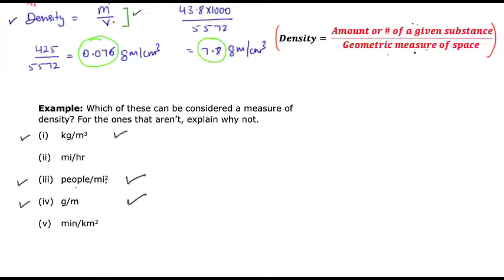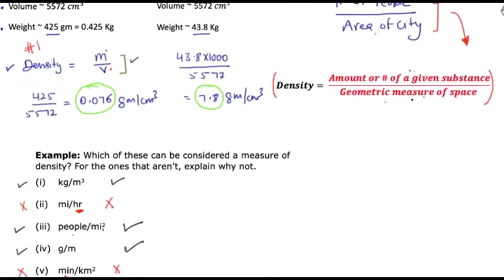But the number 2 is not a measure of density because it is miles per hour, and hour is not a geometric measure of space. So this is not a measure of density, right? And likewise, in number 5, we have minute, and minute is not a measure of mass. So this is also not a measure of density.